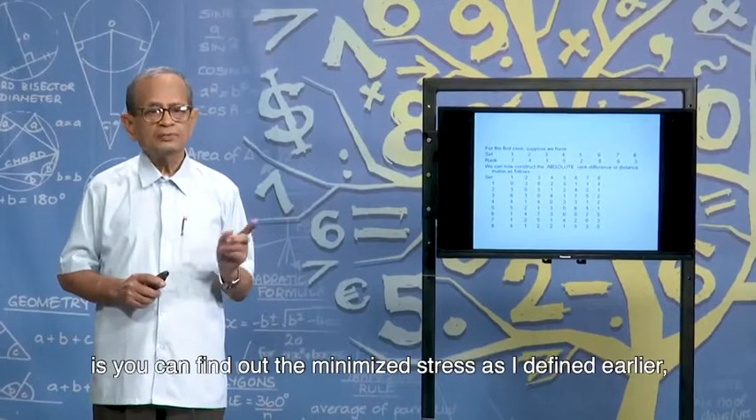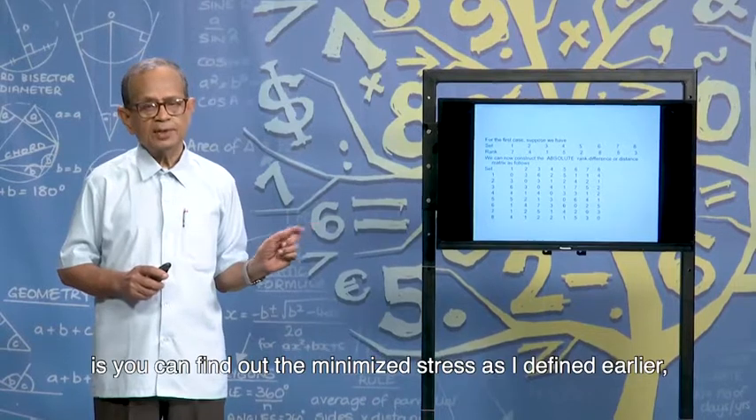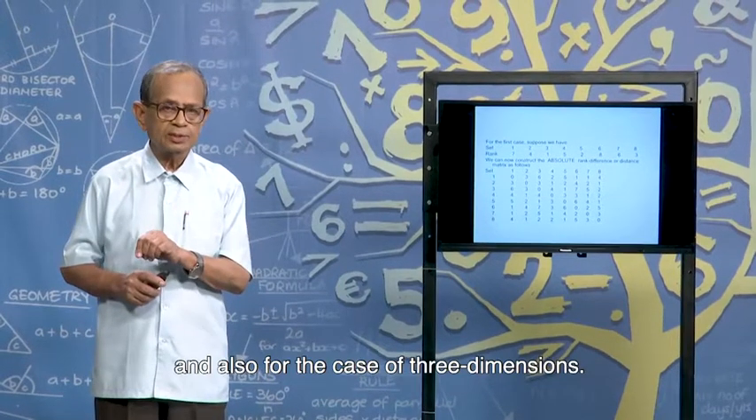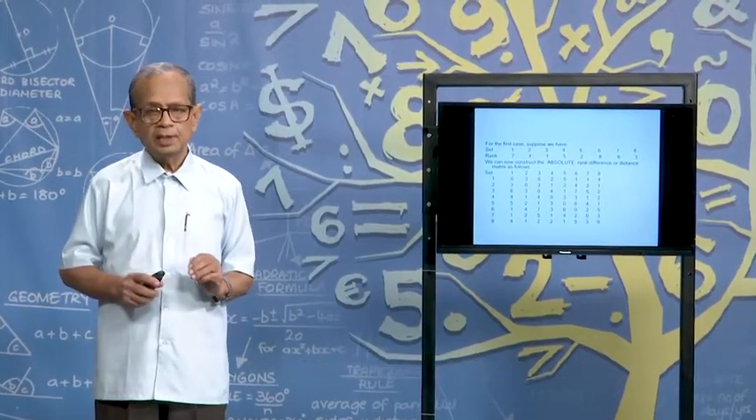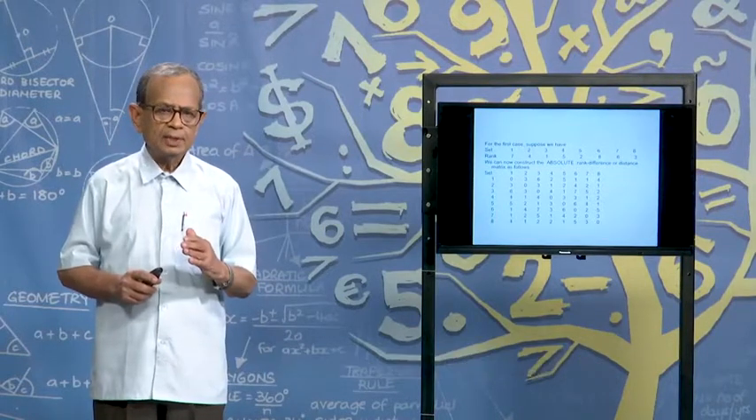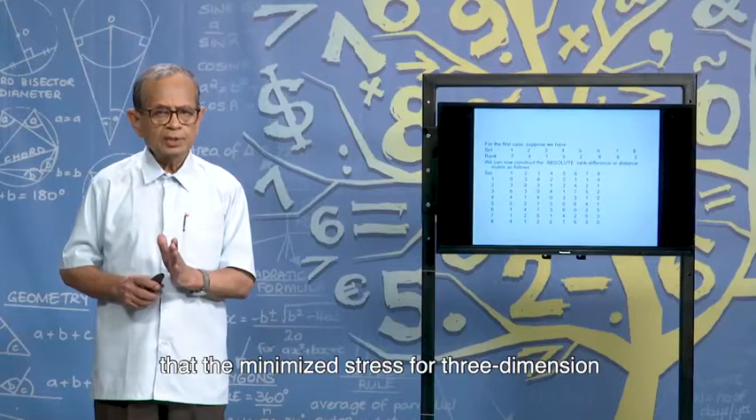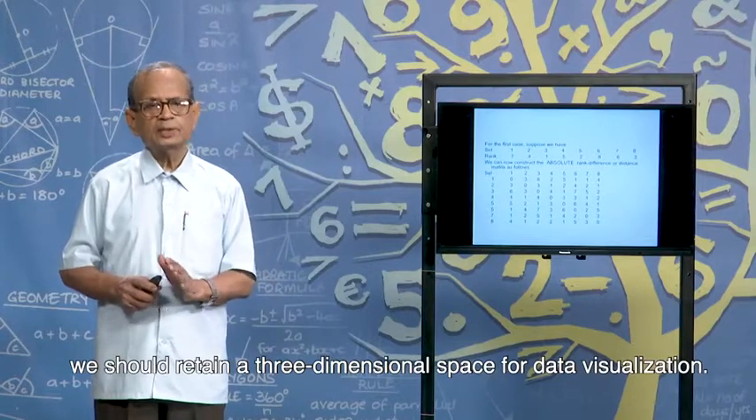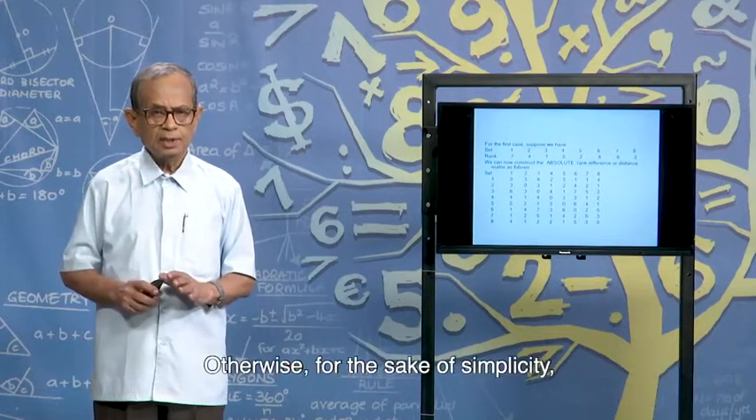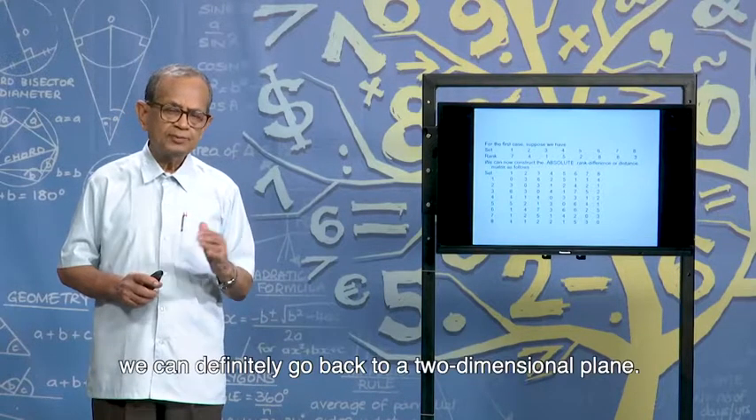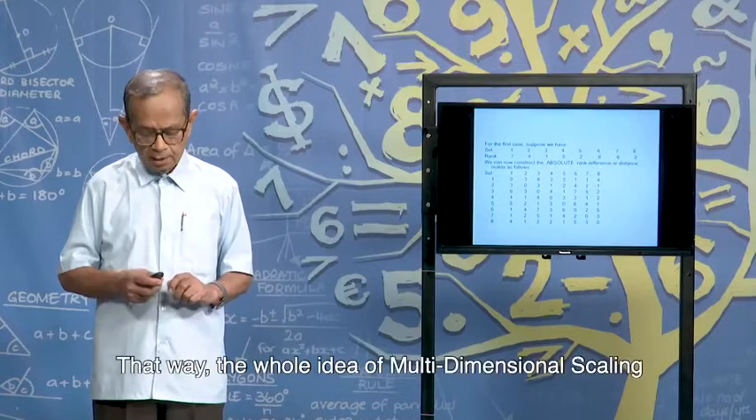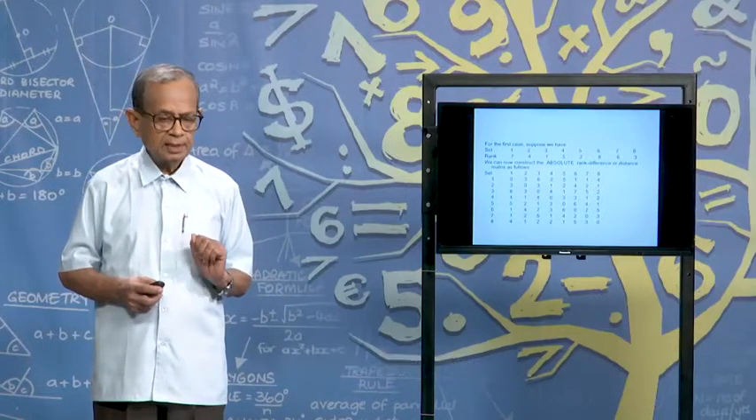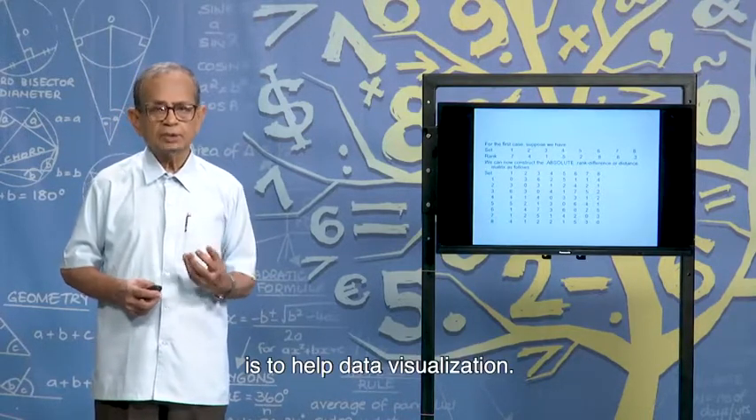What you can do is find out the minimized stress as I defined earlier for the case of 2 dimensions as also for the case of 3 dimensions. Normally, we do not go beyond 3, and then if we find the minimized stress for 3 dimensions is definitely much less than the minimized stress for 2 dimensions, we should retain a 3 dimensional space for data visualization. Otherwise, for the sake of simplicity, we can definitely go back to a 2 dimensional plane. That way, the whole idea of multidimensional scaling, at least in the classical sense, is to help data visualization.